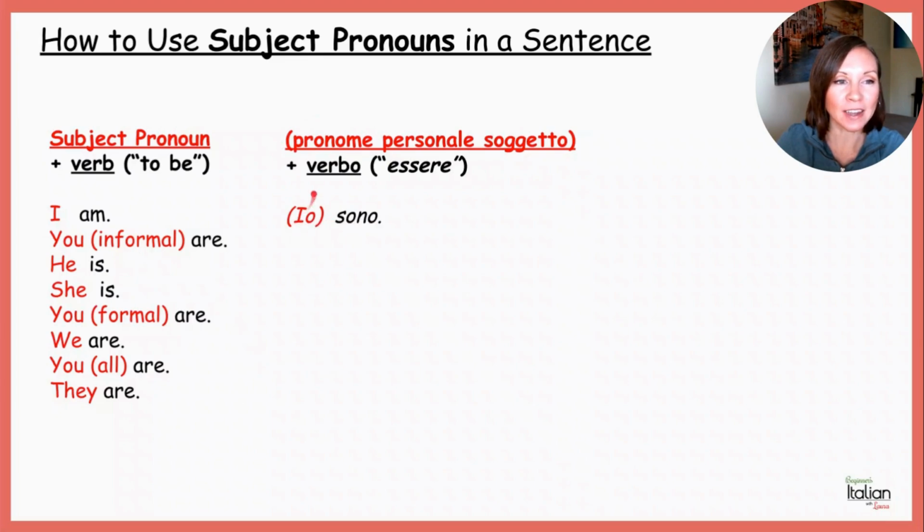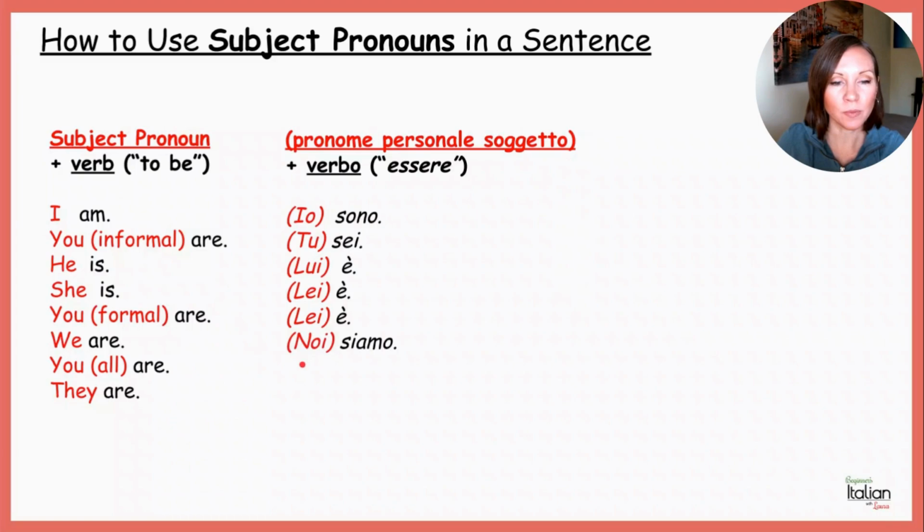So in this case, the verb I use is "to be." In Italian, the verb is essere, to be. So io sono is "I am." Tu sei, lui è, lei è, lei è. Again, these are the same, but one means "she" and one means "you," formal. Noi siamo, voi siete, and loro sono.